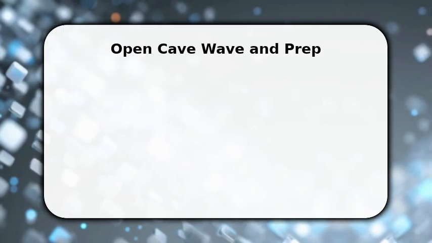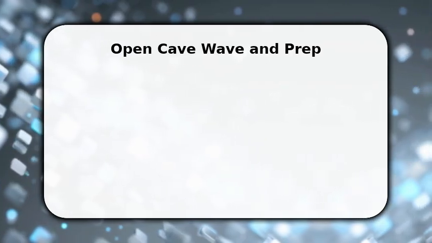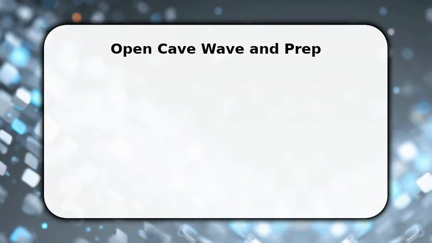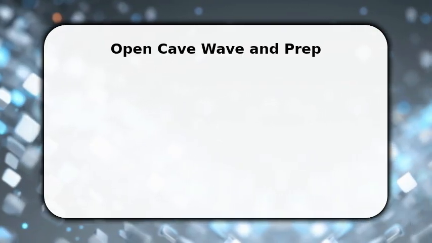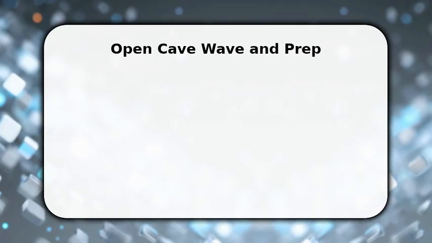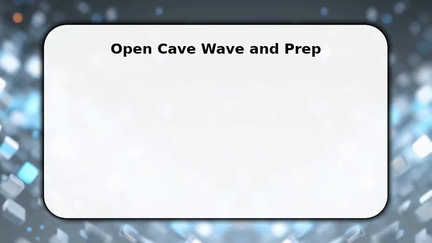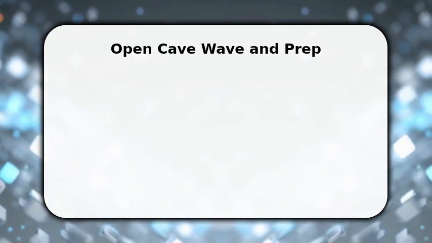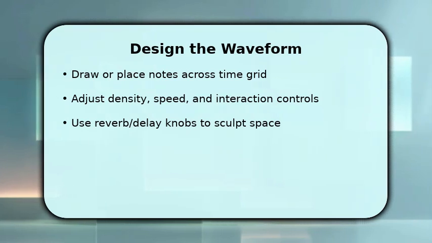Next, lower master volume to half while testing so sudden peaks don't hurt your ears. Once done, enable any visual grid or snap options to help with precise edits before you begin placing notes and modulating parameters. Now you draw or place notes across the time grid to form the cave-like pattern.